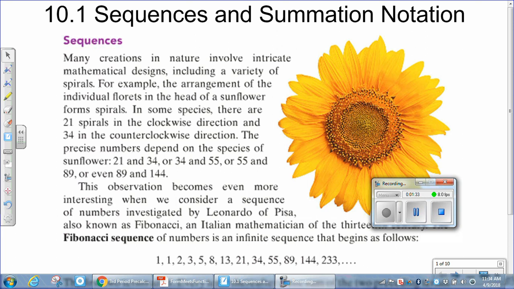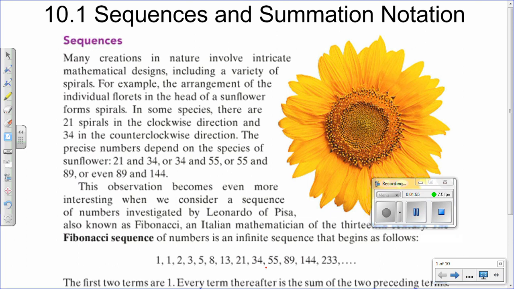For example, the arrangement of the individual florets in the head of a sunflower forms spirals. In some species, there are 21 spirals in the clockwise direction and 34 in the counterclockwise direction. 21 and 34 are Fibonacci numbers, like you can see here. The precise numbers depend on the species of the sunflower: 21 and 34, or 34 and 55, or 55 and 89, or even 89 and 144. As you can see, those numbers are part of the Fibonacci sequence.